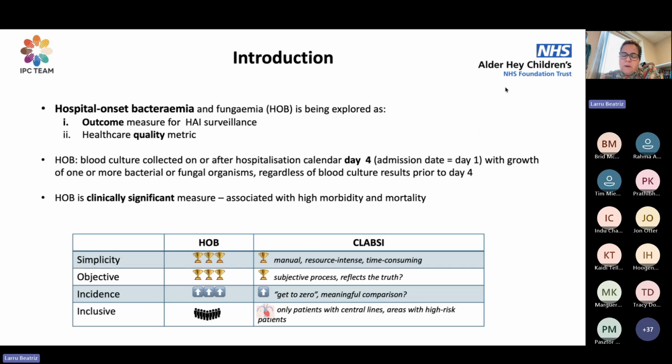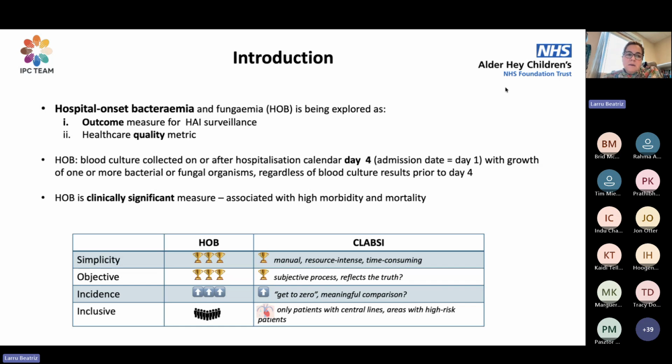The paper starts with a very nice introduction about what is hospital onset bacteremia. You probably already know, but it refers to a metric that includes all positive blood cultures, with bacteria or fungus, that grow on day 4. Day 1 is the day of admission, and whatever grows in a blood culture bottle will be included in hospital onset bacteremia in this paper, regardless of what results the patient has had in the first 3 days of admission.